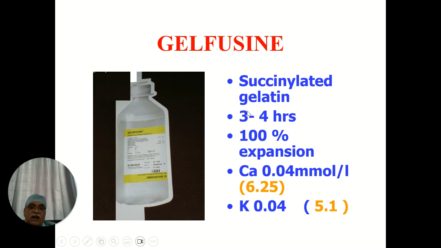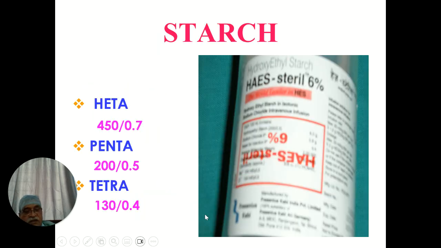Gelofusine is another gelatin preparation which is made synthetically, and it lasts for 3 to 4 hours. Its molecular weight is the same as Haemaccel, with 100% expansion. Haemaccel contains calcium, 6.25, whereas Gelofusine contains very little calcium. Haemaccel also contains potassium, 5.1, so you cannot use Haemaccel in renal insufficiency, whereas Gelofusine can be freely given because of its low potassium content.